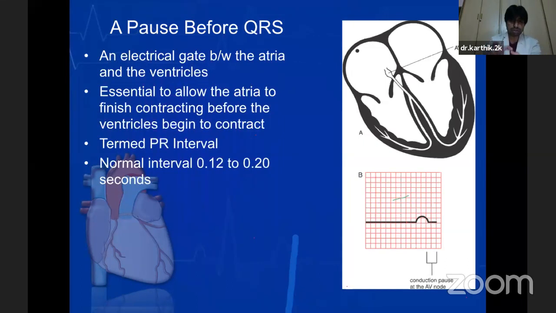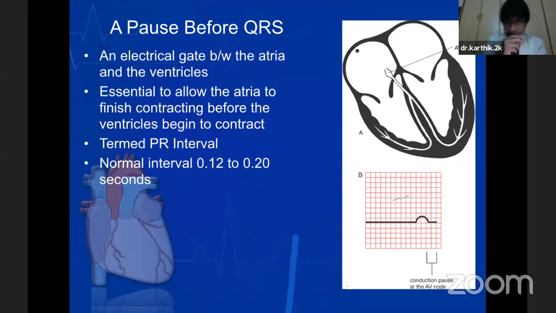So there should be some amount of duration left between the emptying of the atria and the ventricles contracting so that the valves can close. To facilitate all these orchestrated events, there is a brief relay of these impulses at the AV node between the atria and the ventricles, which is termed the PR interval. Normally the duration of this PR interval is 0.12 to 0.2 seconds, that is 120 to 200 milliseconds.